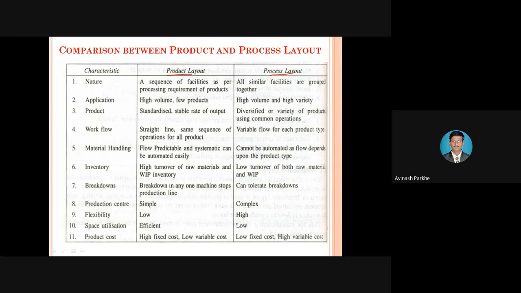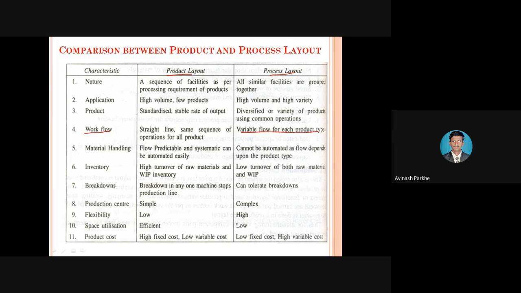If I take an example, for example the fourth point, workflow. In the case of a product layout, the workflow is a straight line. Whatever layout I have designed for a product layout or line layout, that layout should be perfectly straight. The sequence of operations is the same for all types of products. But in the case of a process layout, there is variable flow for each type of product. In a process layout, I am not manufacturing similar types of products.